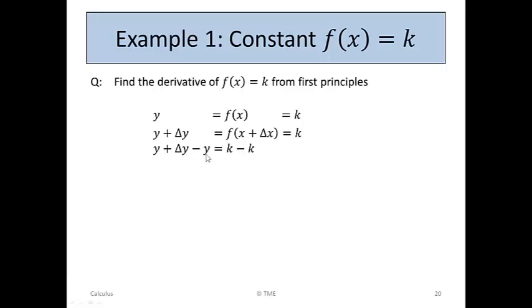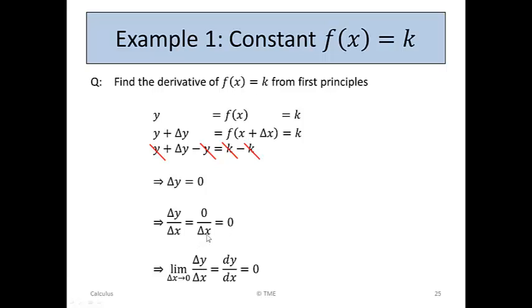Y plus delta y minus y, subtracting the first line from the second, we get k minus k. Cancelling, we get delta y is 0, and dividing it by delta x, we get delta y over delta x is 0 over delta x, which is 0. And at the limit, when delta x and delta y get very small, delta y over delta x is called dy/dx, and that is equal to 0.